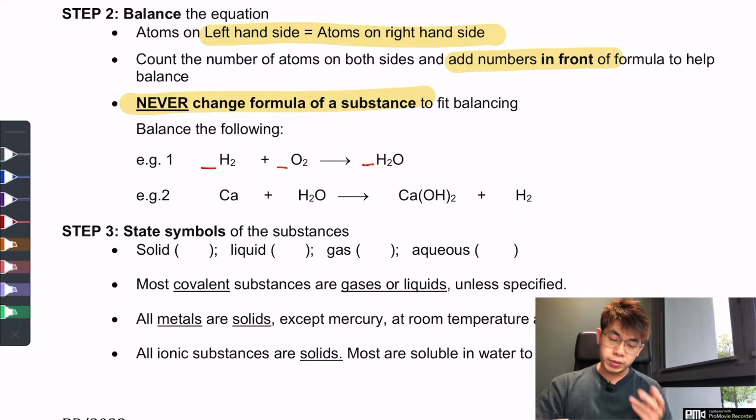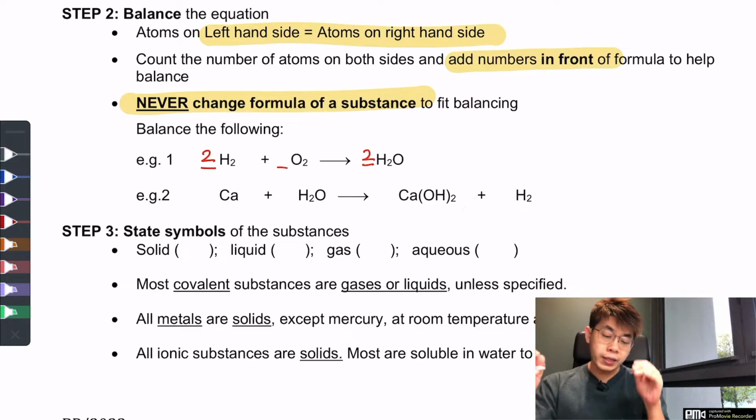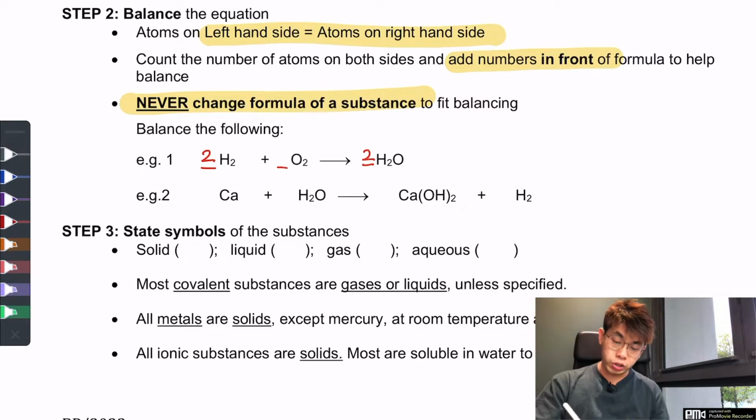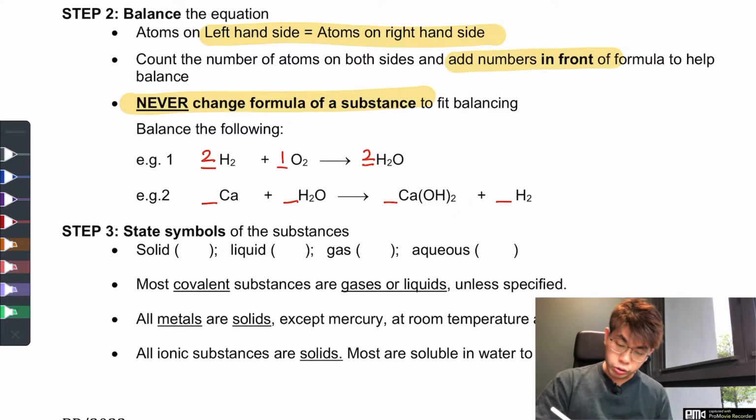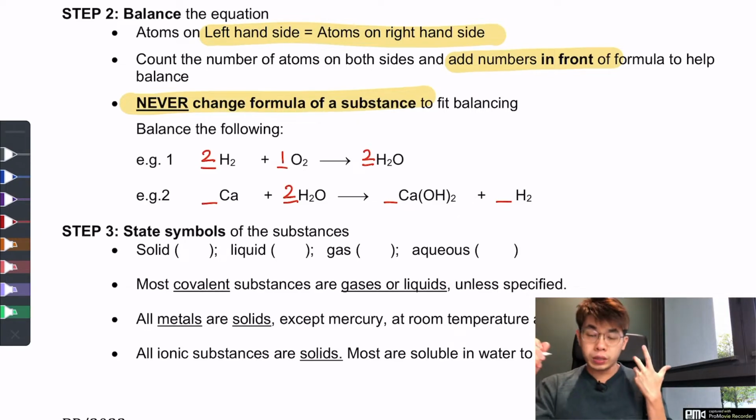For the first one, you will learn how to balance later. But in order to balance this equation, I need to put a 2 at the front here and a 2 at the front here. I do not change the formula, I just add numbers in front of it, and the oxygen will be a 1. And for the next one, again, put the lines at the front. In order to balance this one, I will put a 2 in front of here. How do I do this? You need to watch the other videos to find out.